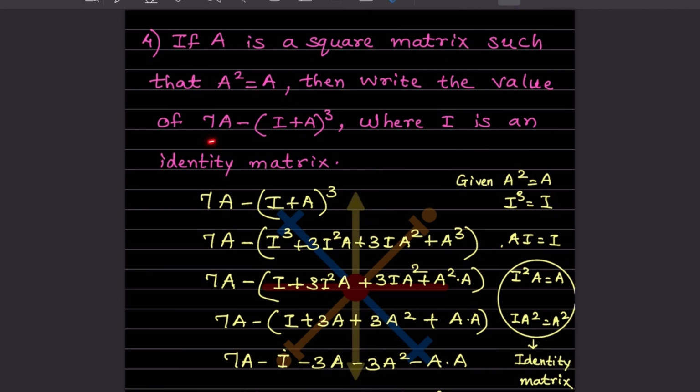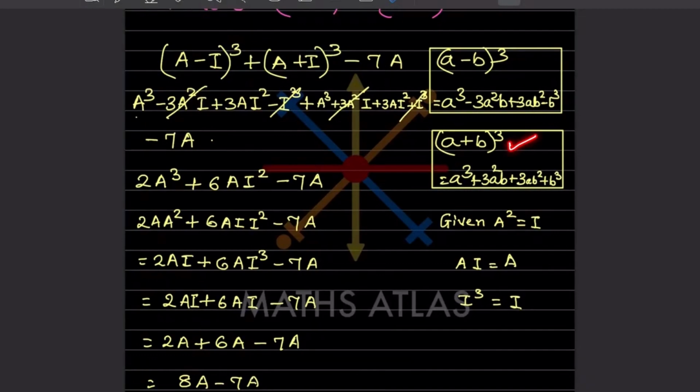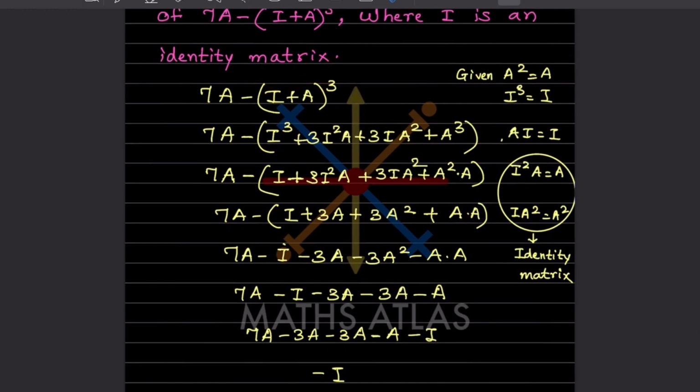So now look at here, we'll start from here, 7A minus I plus A cube. So look at the steps, because there is a marking scheme given, so you have to write the proper steps. Now see here, I plus A cube means again you can see the formula, that is A plus B cube. Just look at the formula, you can scroll and see the formula. So this is what I wrote, this is A plus B cube. Okay. Now same thing here.